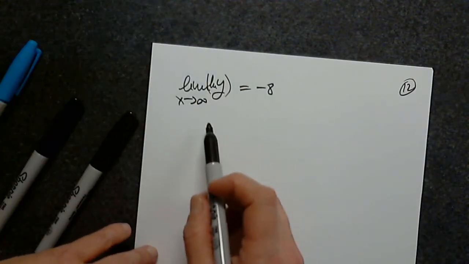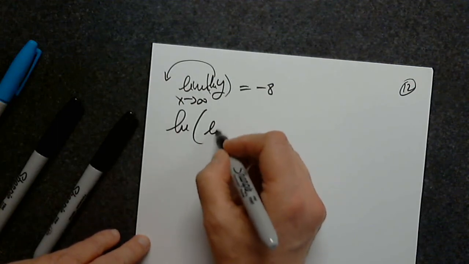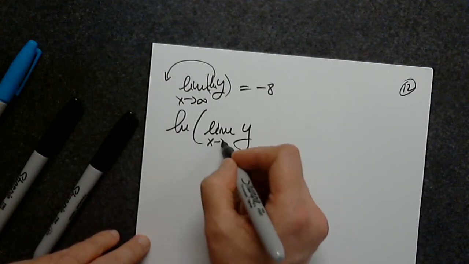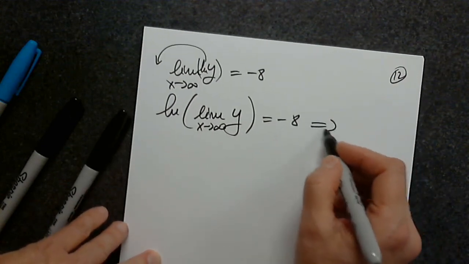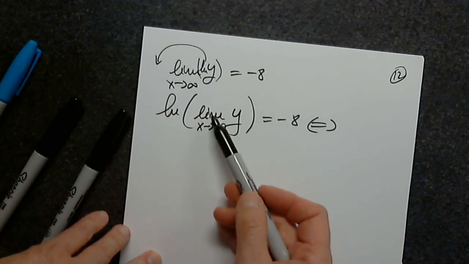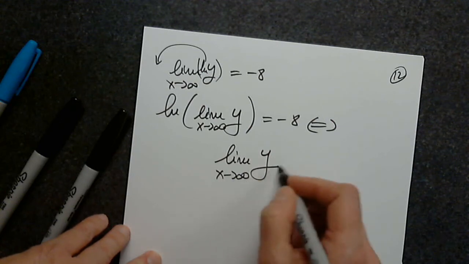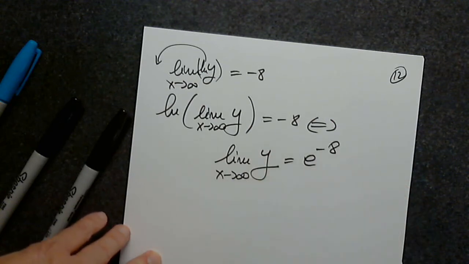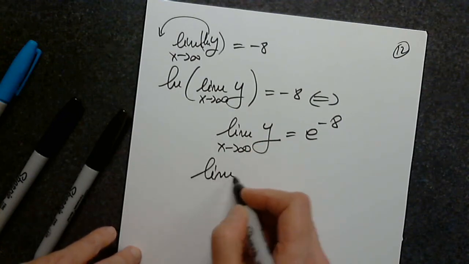So under conditions of continuity, which is the case here, I can write this. And you can change this into an exponential. Base raised to this equals this. So then limit of y as x approaches infinity is e to negative 8. I will replace y as the final step.